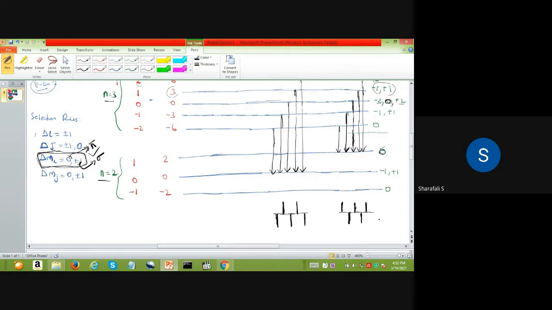Whatever I am drawing below this line are sigma components, and whatever I am drawing above this line are pi components. So these are pi components, and these are sigma components.